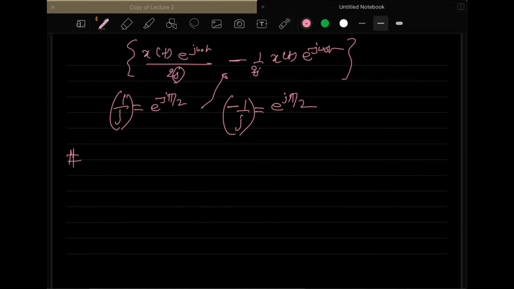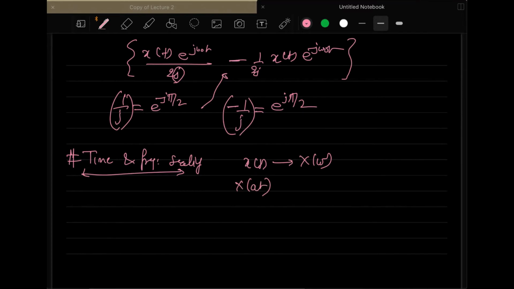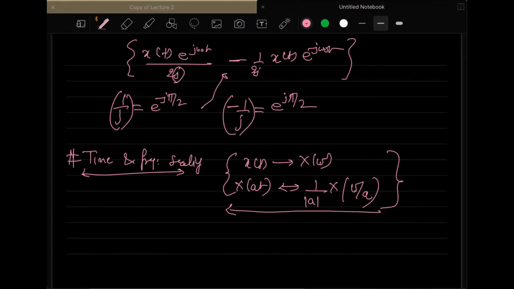The next property that we have is time and frequency scaling. In this case, if you have a signal x of t, and the Fourier transform of x of t is x of omega, and you scale the time by a factor of a, then the corresponding Fourier transform will be scaled as x of omega by a. I'll give you a few minutes to solve this expression, because this one is actually simple. Let me know if you are able to solve it, and then we will discuss this property and prove how we got this.